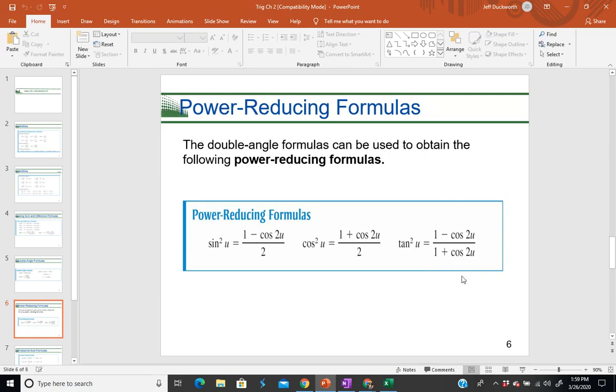And again, for the tangent, you could see by sine over cosine, you could take the first one and divide by the second one to get this value. So we're going to be using the cosine squared one, but we have a cosine to the fourth power. But a cosine to the fourth power is easily broken up into cosine squared times cosine squared. So we'll do that first.